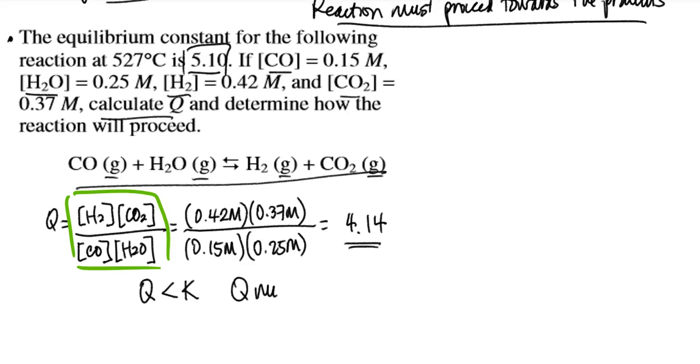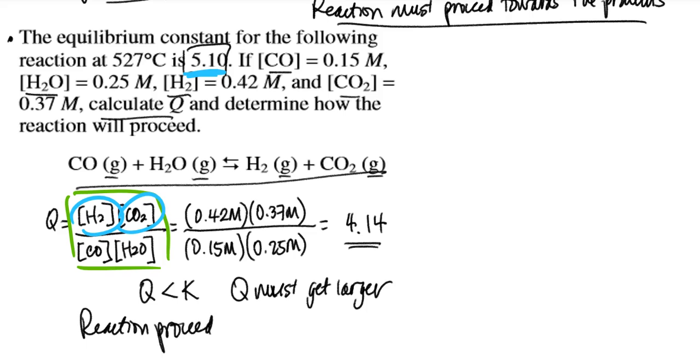must get larger, as in the first example. The only way it's going to get larger is if the concentrations of my products increase, because then the numerator of this ratio will get larger, and then the value as a whole will get larger, hopefully until I get this target value of 5.10. And so once again, this must mean that this reaction will proceed towards the products.